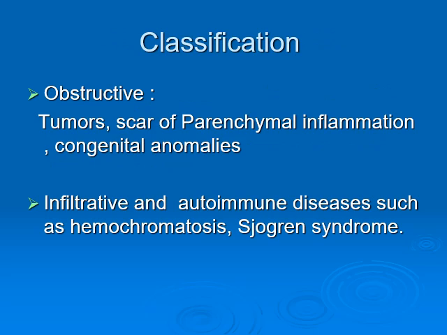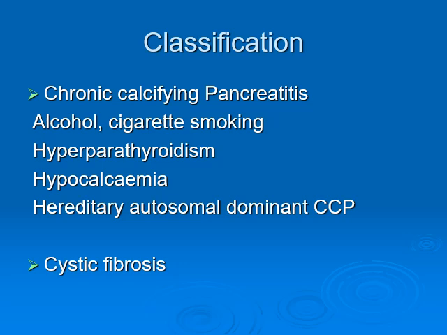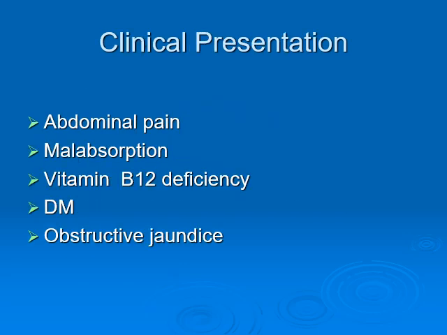The classification will have obstructive chronic pancreatitis due to tumor or scar of parenchymal inflammation, congenital anomalies, or infiltrative and autoimmune type such as hemochromatosis and Sjogren's syndrome. Chronic calcific pancreatitis is associated with alcohol or cigarette smoking, hyperparathyroidism, and hereditary autosomal dominant chronic pancreatitis, a precancerous condition, and in association with cystic fibrosis.